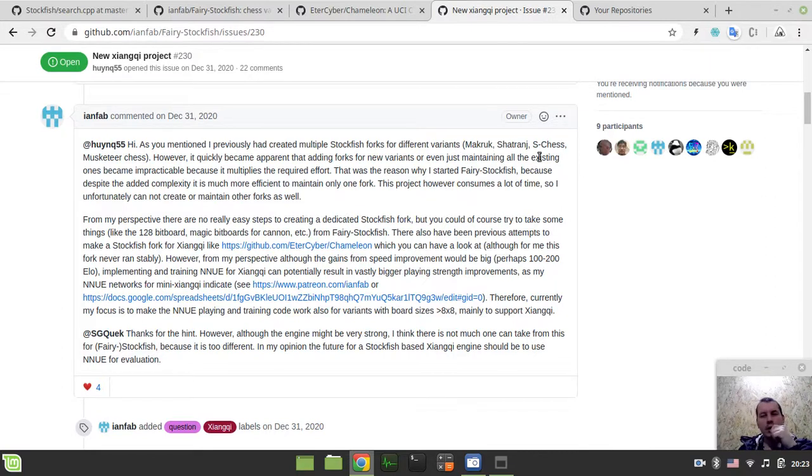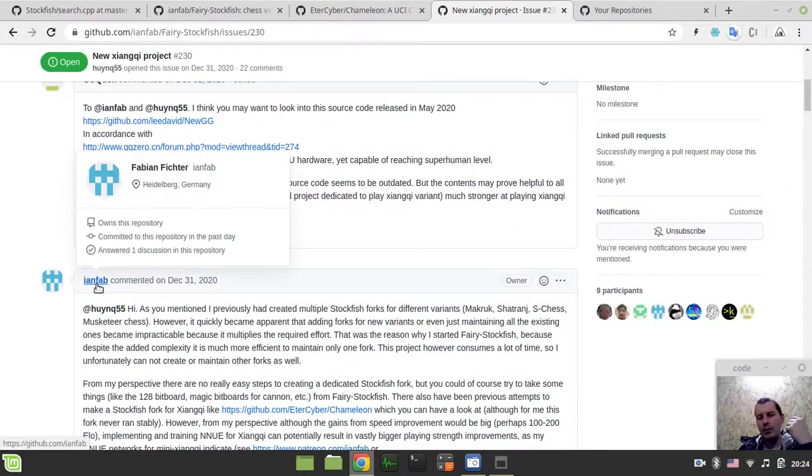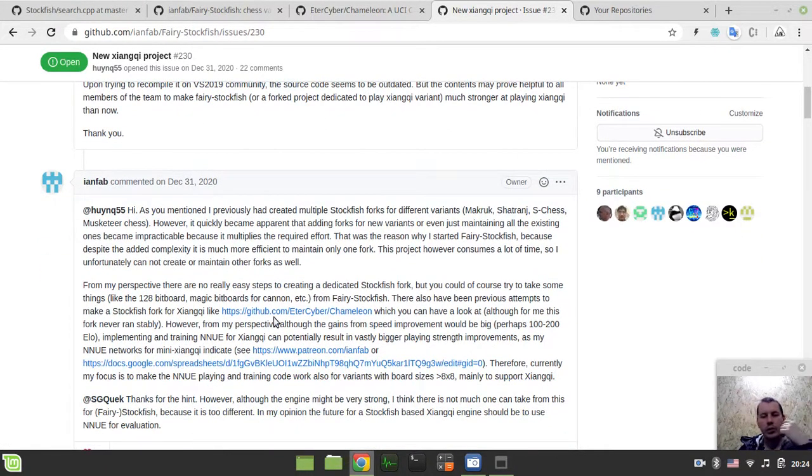So he had Makruk, Shatranj, S-Chess, and Musketeer Chess variants. These were standalone forks, and all of them are available on Fabian's GitHub account. I saw them; they are there. You can check them out as well. However, it quickly became apparent that adding forks for new variants, or even just maintaining all the existing ones, becomes impracticable because it multiplies the required effort. So the problem that Fabian faced was he just didn't have enough time to maintain all the variants.